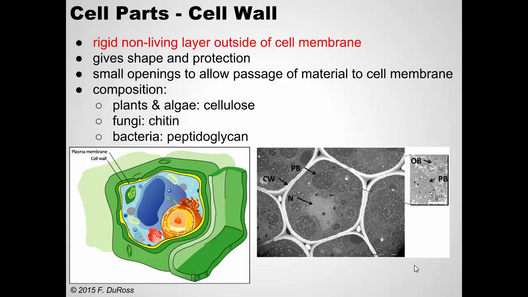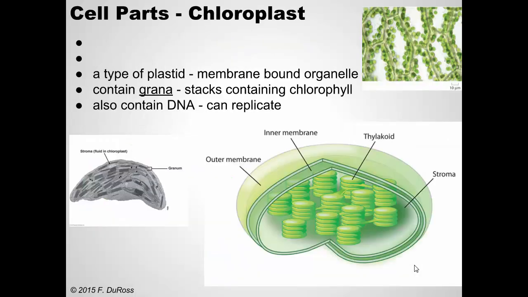It can be made of different types of materials depending on the type of organism. Plants and algae have cellulose making up most of their cell wall. Fungi have chitin. Bacteria have peptidoglycan. So there can be various materials that make up this cell wall. Not found in animal cells.